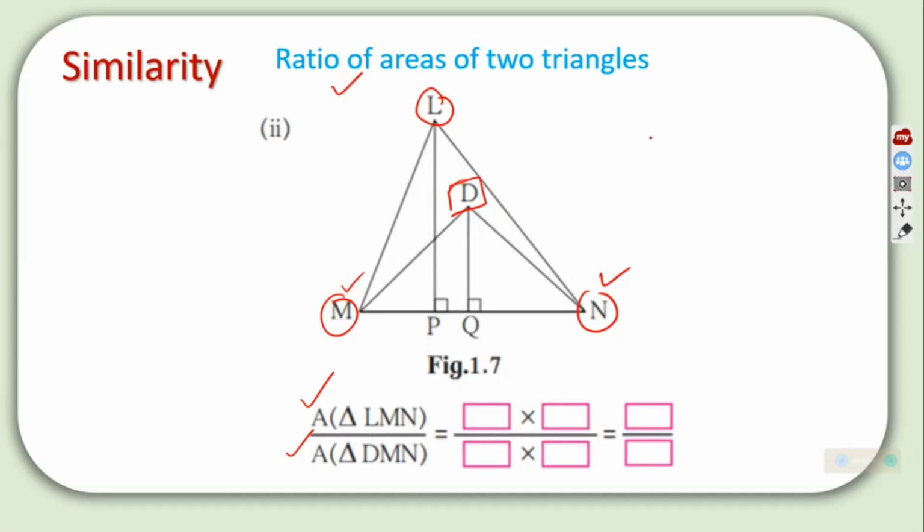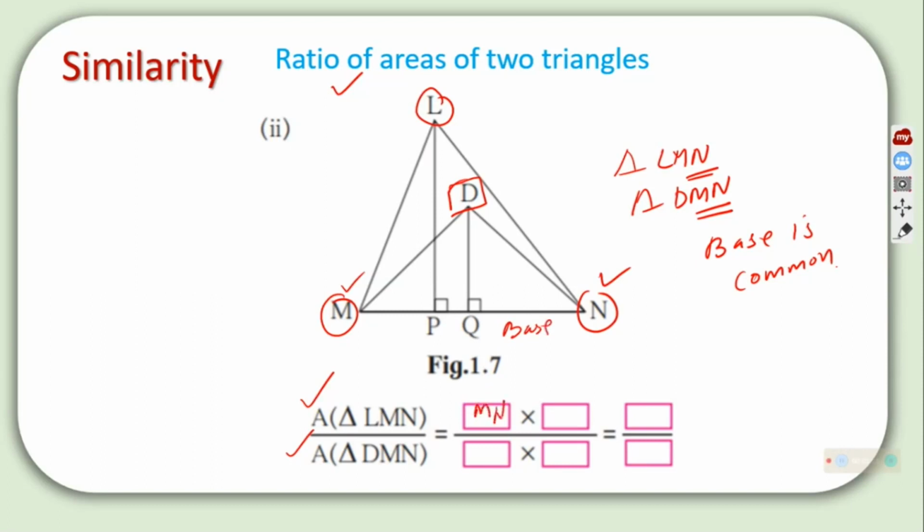So here we can say that there are two triangles, triangle LMN and triangle DMN. Here they are same. That means MN is same. That means base is same. Base is common. Earlier case height was common. Here base is common. Now we will write area of triangle LMN, where this is the base. So naturally base is MN into height of MN.